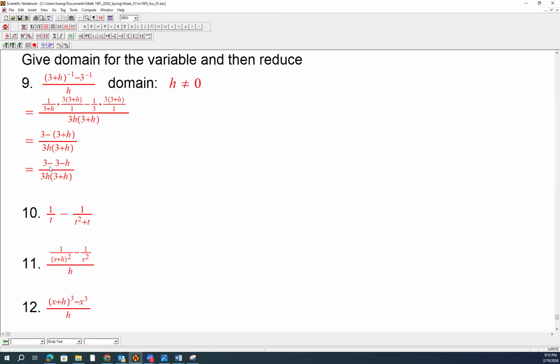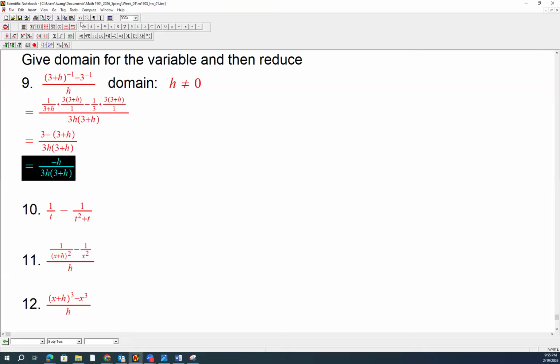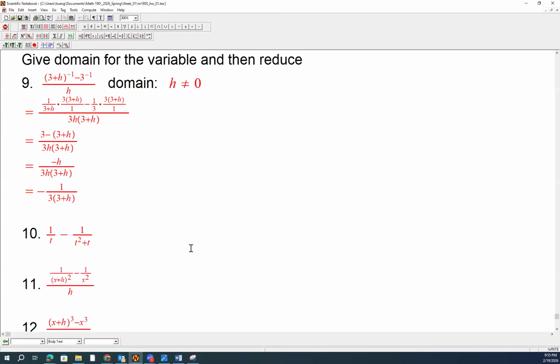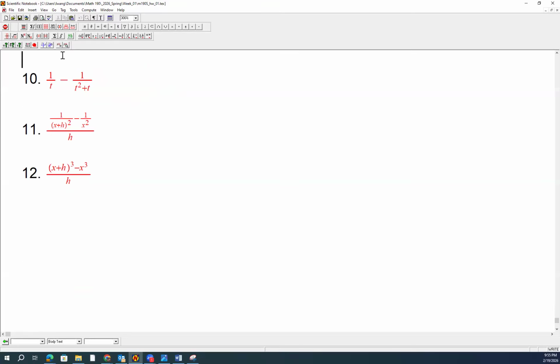Okay? And 3 minus 3, that makes 0. And then the h will reduce with this h. So the top is -1 on top. You can bring the negative sign to the front, which does not make any difference in the result. It's just a different way of expression. That was number 9.